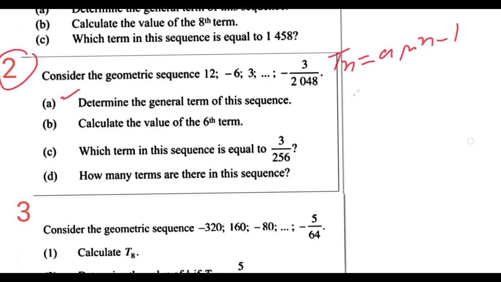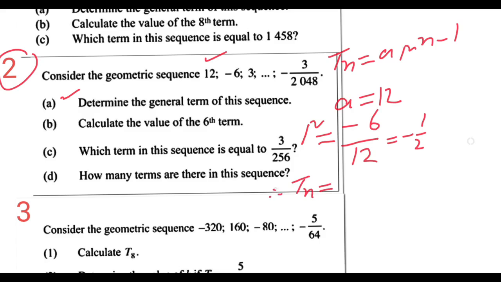So the first term a is equal to 12. This is the first term, and now we need to find the common ratio. Second term divided by first term, so the negative 6 divided by 12, that will give me negative 1 over 2. I'm going to substitute into the formula. So therefore Tn will be, first term is 12 multiply negative 1 over 2 and the power is n minus 1. So this is my final answer.